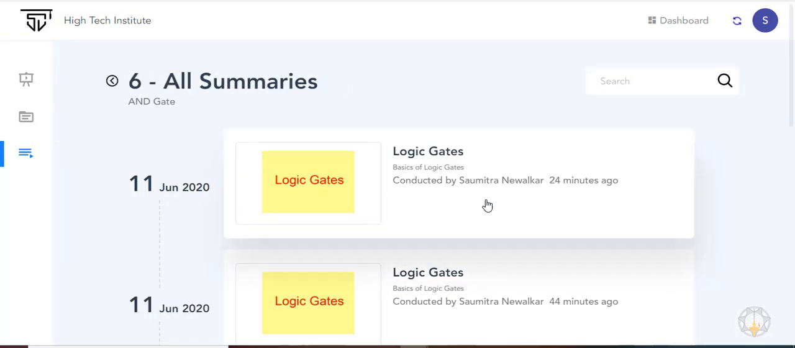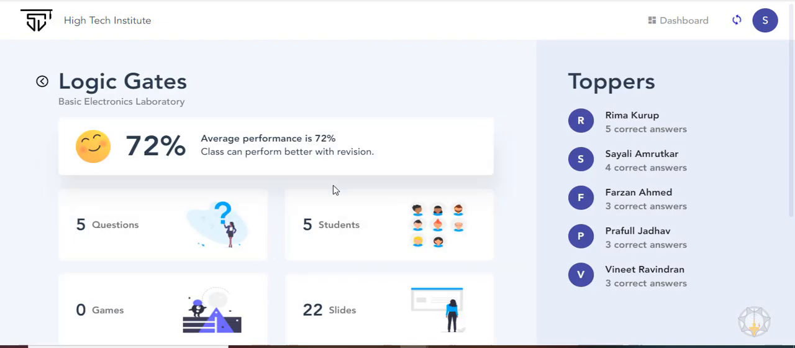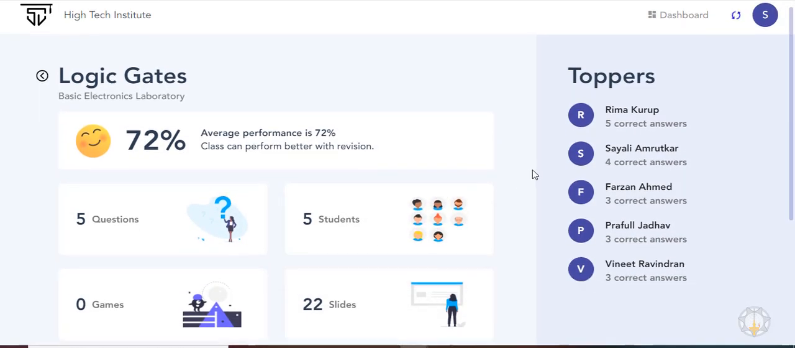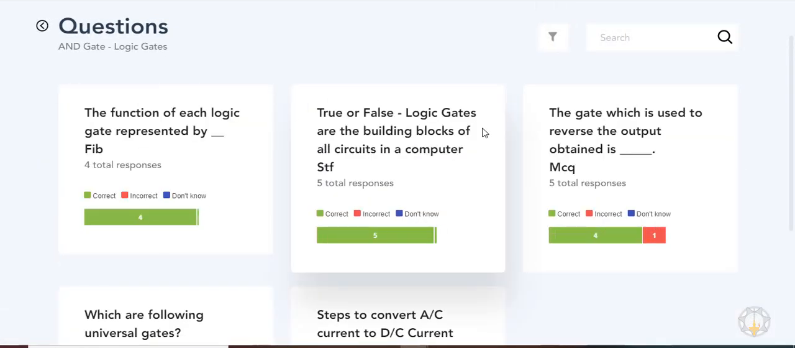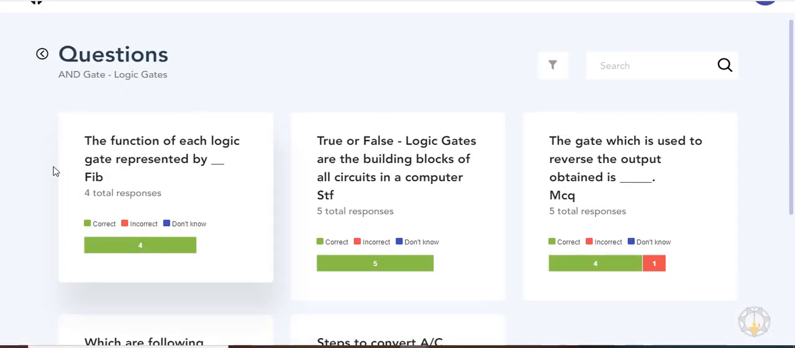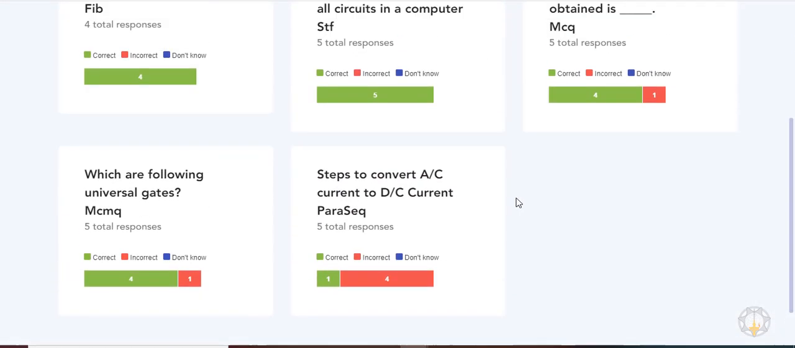Here you can see the average performance of the class is 72%. I have given 5 questions and these are the 5 toppers. Here you can see how many students have given the right answer for everything. We will discuss the reports in detail in the next topic.